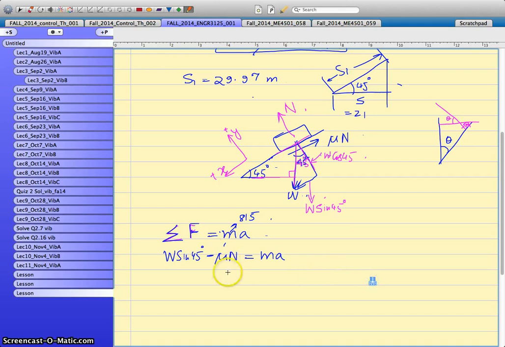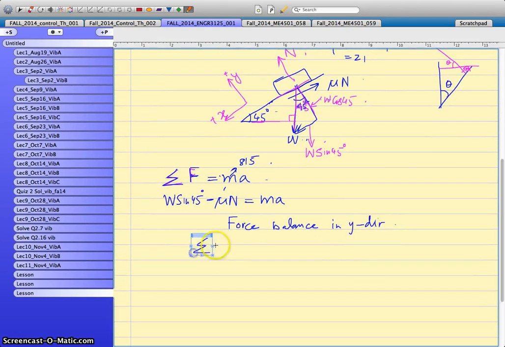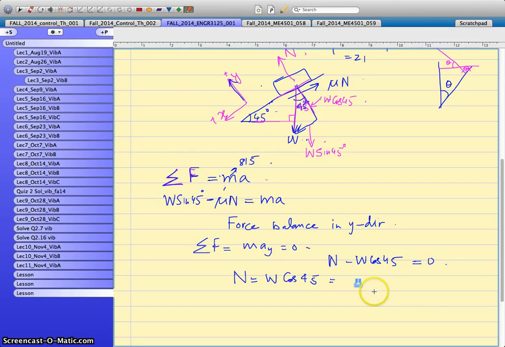Now what is n? Force balance in the y direction, or you can apply the same formula because it's not moving in the vertical direction. So a_y is 0, so n is positive, W cosine 45 is negative, as I drew n in the positive direction. This is equal to 0. So n is equal to W cosine 45. What do you get for n? Can you tell me if you have solved for n?